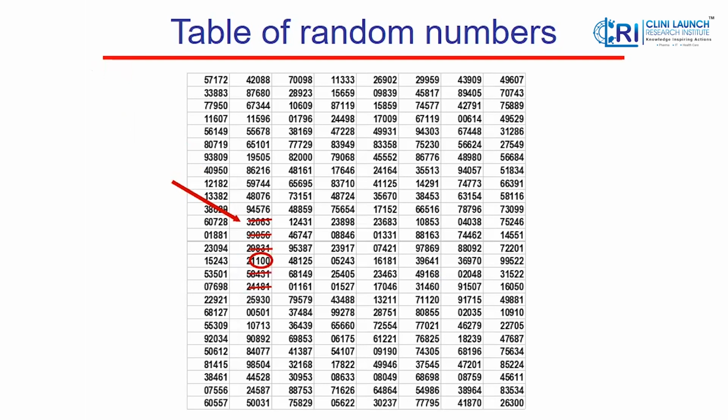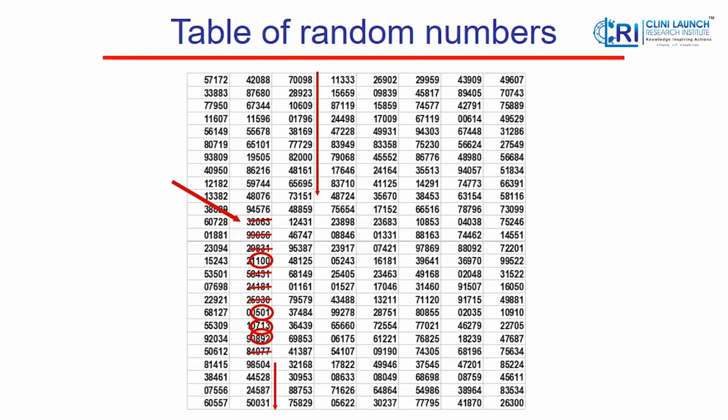Okay, so taking any random number from the table, let's suppose you have taken this 21100, which is marked in circle. So the last three digits are 100. So let's take 100, and in the dictionary, whichever person is listed at the 100th number will be your first sample. Similarly, you can take any number of samples from this random number table. So this is the way you can select the sample from the random number table.